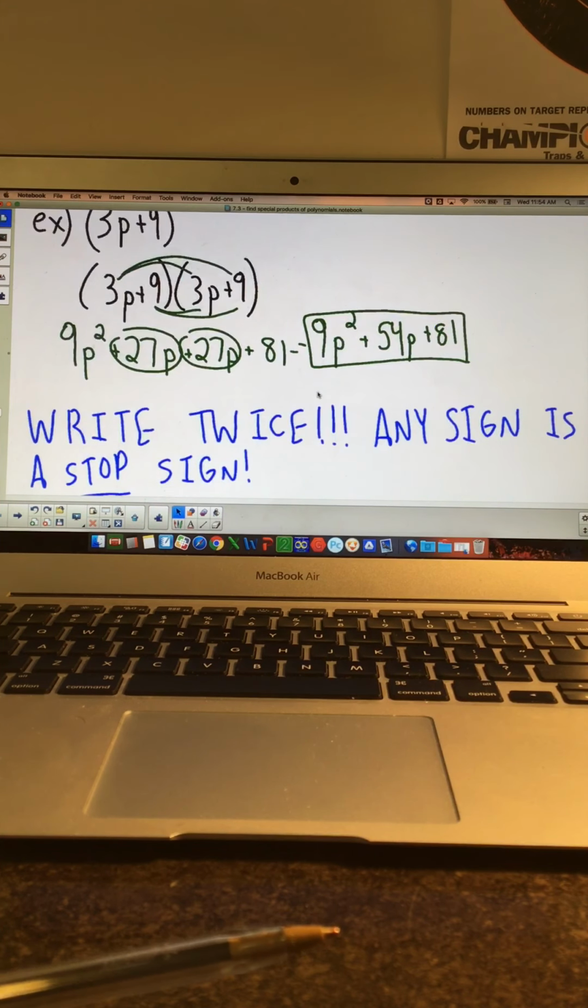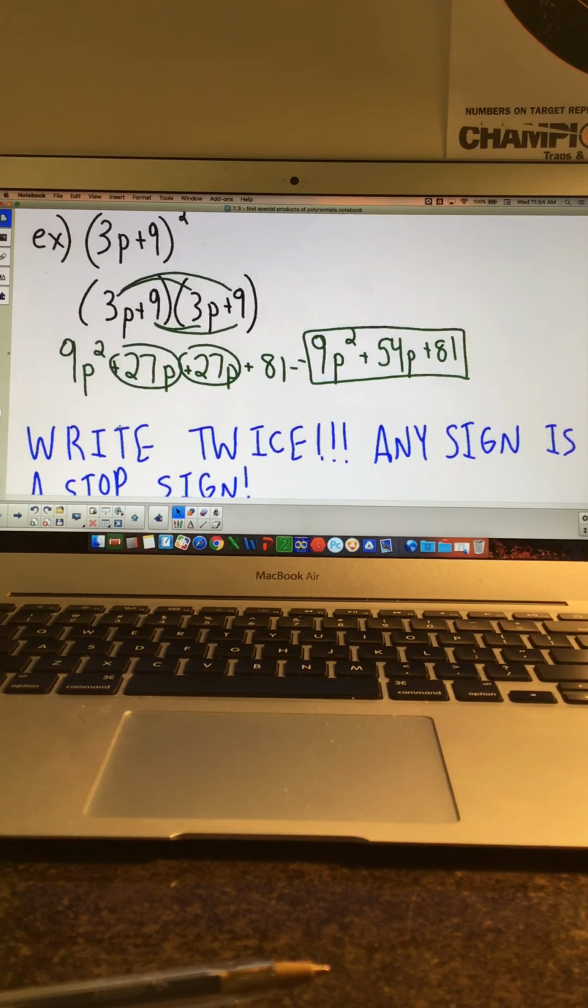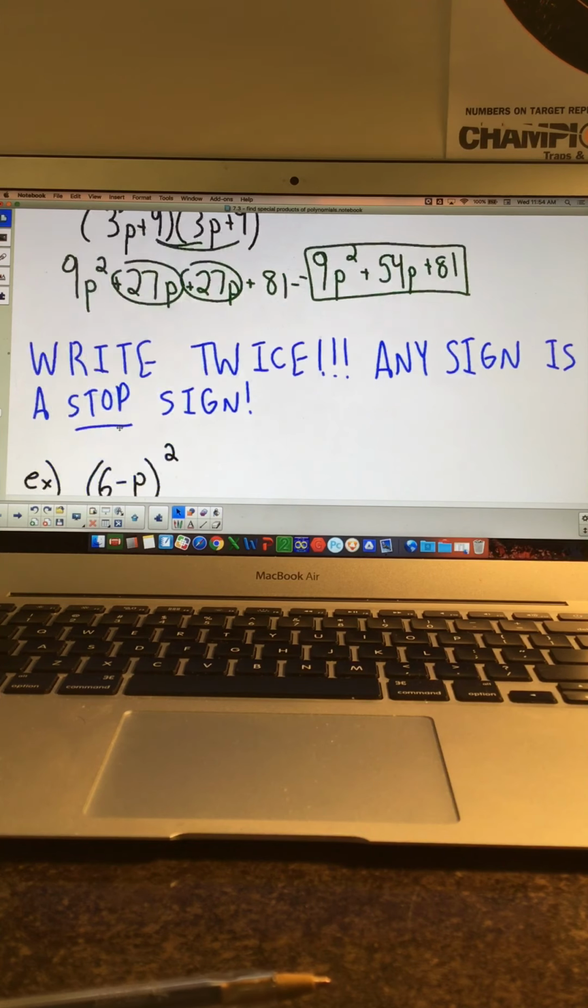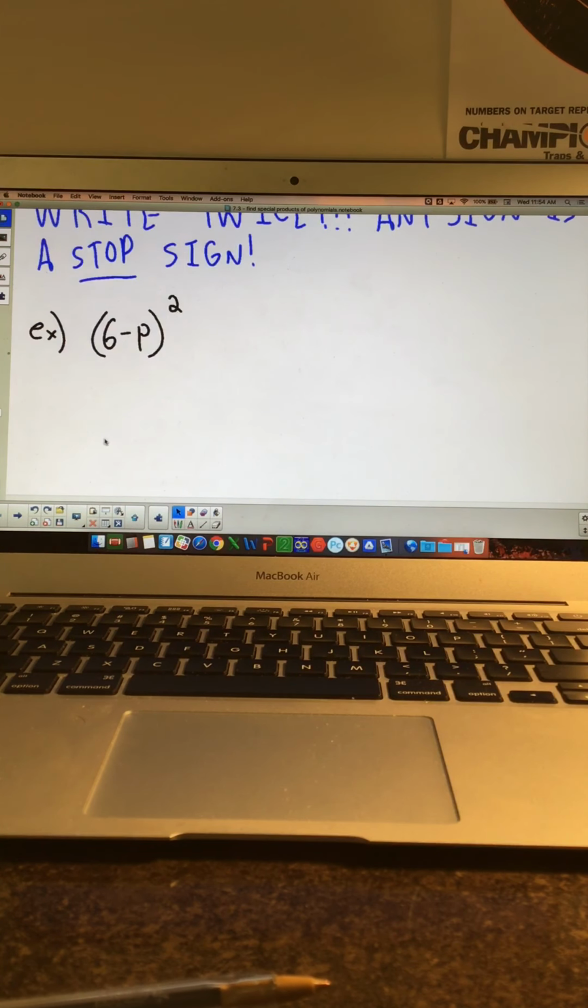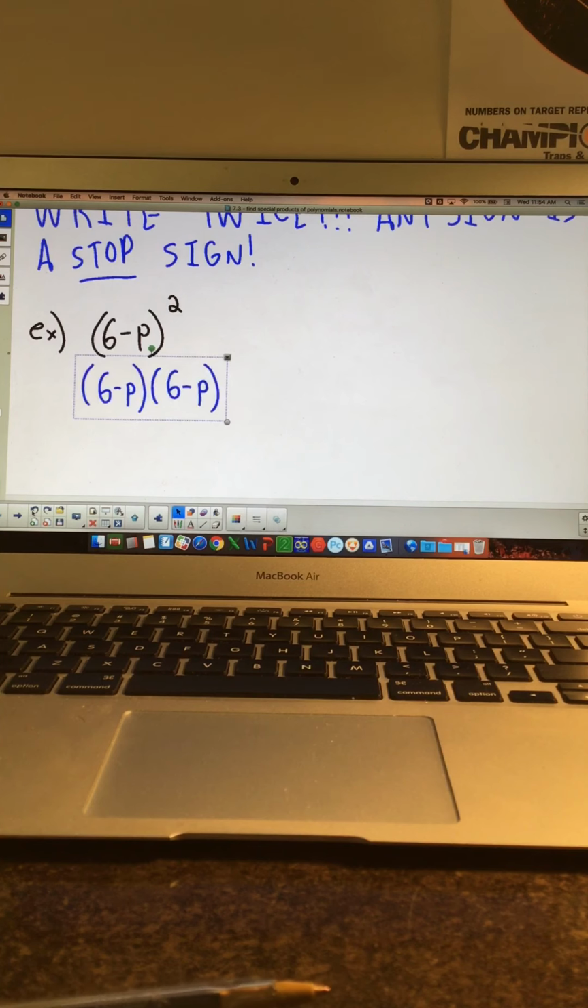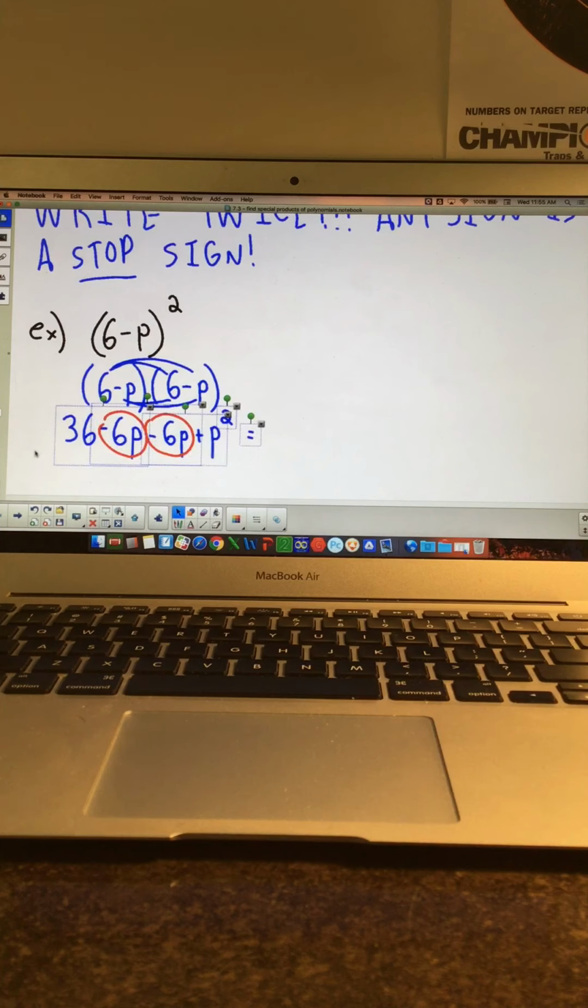Again, remember, if you see the squared, write it twice. We cannot distribute. Here it is again. We see the square. That means write it twice. Then we can multiply it out. When we multiply it out, we should get what's here. The 6 times 6 is 36. 6 times negative p is negative 6p. Negative p times 6 is negative 6p. Negative p times negative p is positive p squared.